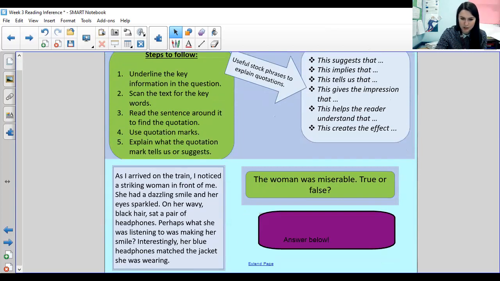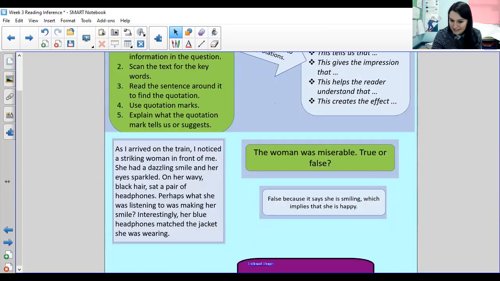So we had a look at this question before, but let's look once more. As I arrived on the train, I noticed a striking woman in front of me. She had a dazzling smile and her eyes sparkled. On her wavy black hair sat a pair of headphones. Perhaps what she was listening to was making her smile. Interestingly, her blue headphones matched the jacket she was wearing. So if the question said the woman was miserable, true or false, we would be able to say... I'm not going to show it yet, have a think what you would say.